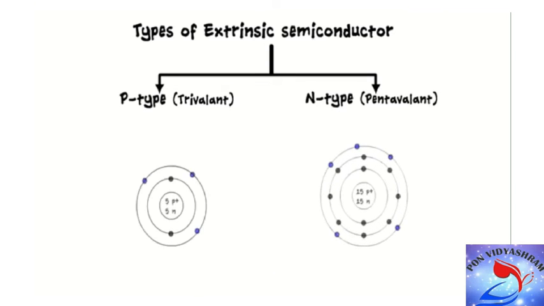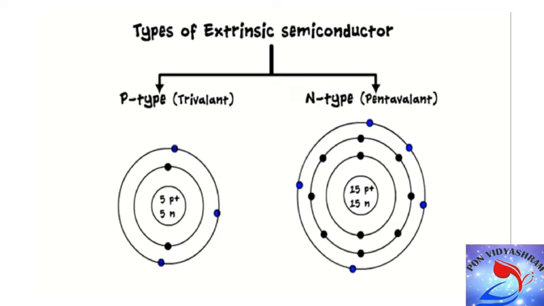In P-type, we add trivalent impurities. You can see that trivalent impurities have 3 electrons in the valence band. And in N-type, we add pentavalent impurities. That is, in the outermost shell, they have 5 valence electrons. You can see boron has 3 valence electrons and phosphorus has 5 valence electrons. So by adding the impurities, we can improve the conductivity of the semiconducting materials. That is, we can improve the flow of current in the semiconductors.